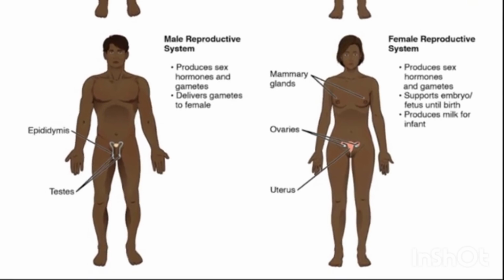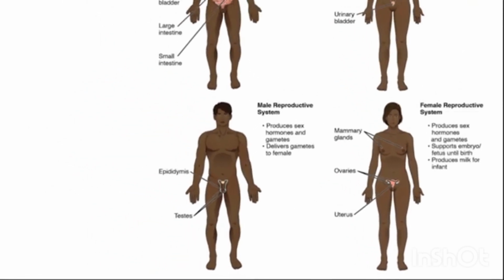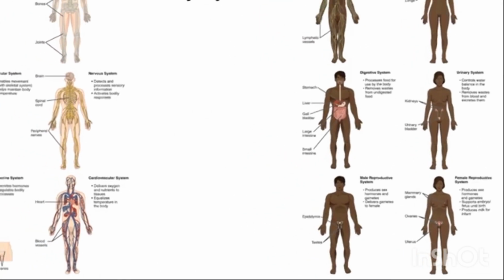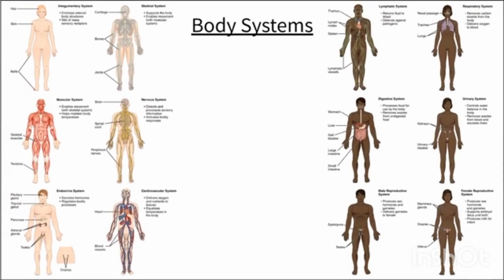All of these systems work together to complete the actions necessary to sustain the workings of the body and keep us alive. For now, take a look at the images and read the bullet points to get an idea of the structures and functions of each one.